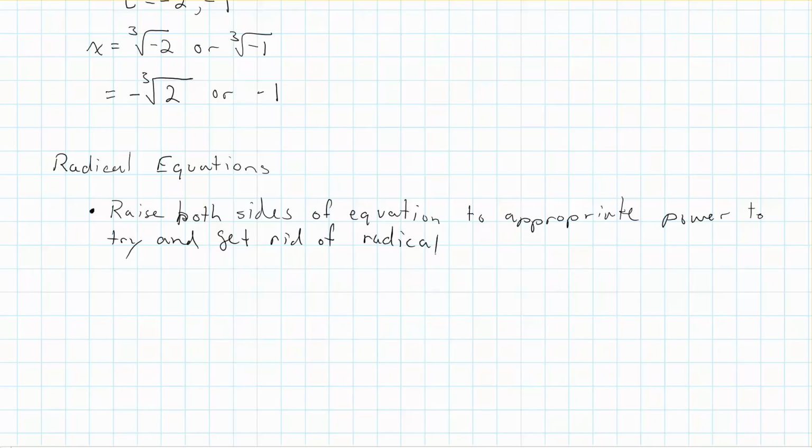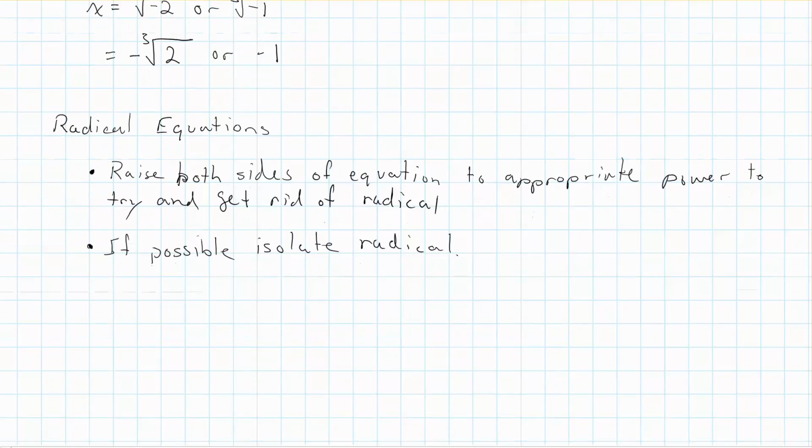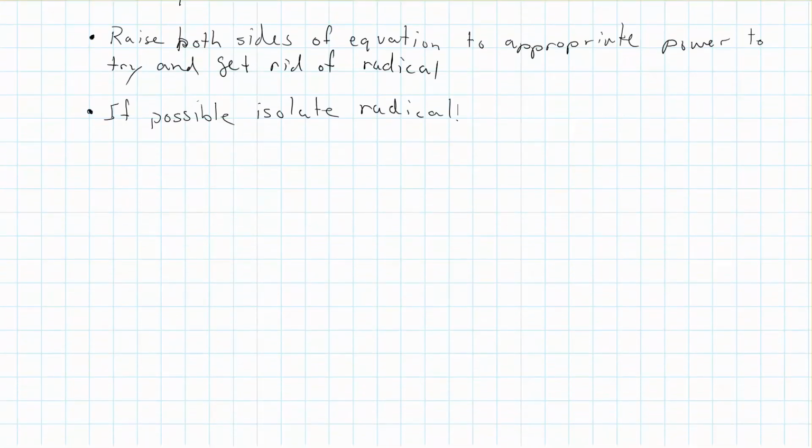Now, in order to get rid of the radical, one thing you often want to do first, if possible, is isolate the radical. And what do we mean by that? Well, let's just look at an example here, and we'll do a couple examples of this.